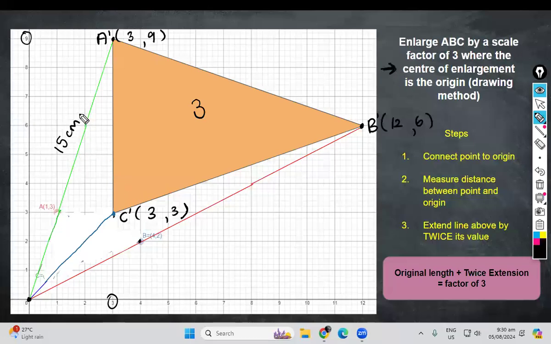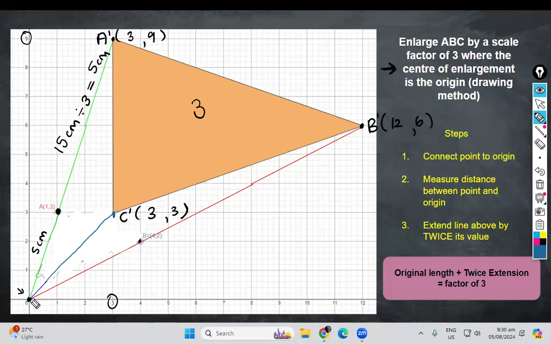So you would take the 15 and divide it by what? 3. And 15 divided by 3 is 5. So guess what you would do? From the origin, you would measure how many centimeters? 5 centimeters. And that will give you the original point of A prime, which is A. And you do the same thing for what?